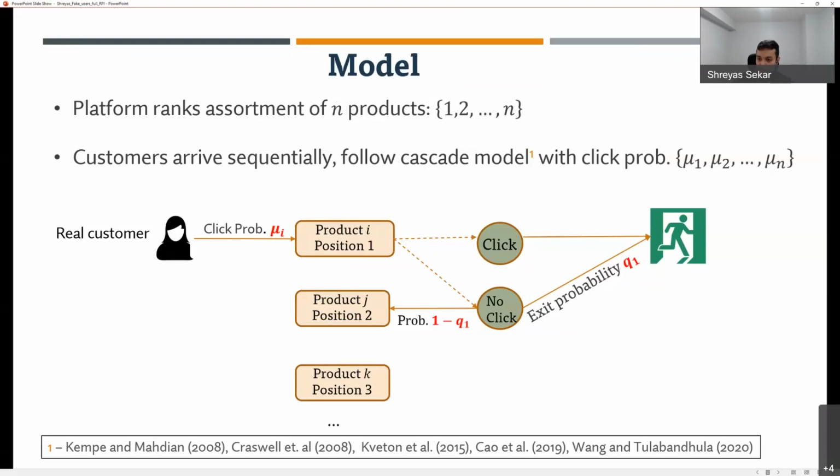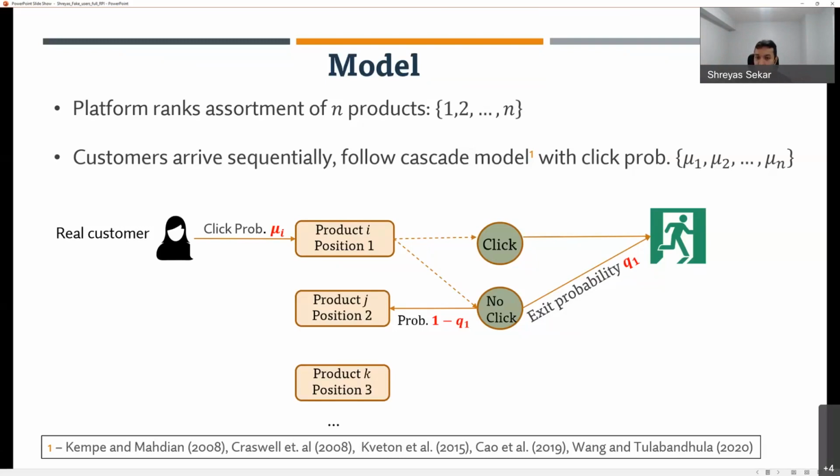Just to summarize, real customers come in sequentially. Each customer views the products in a particular order, starting with the top ranked products and then working their way down to the bottom. Every time I click on a product, it means that I'm satisfied. But if I don't click on a product, it means that with some probability, I could proceed to the next product. With some probability, I can just completely exit the platform.